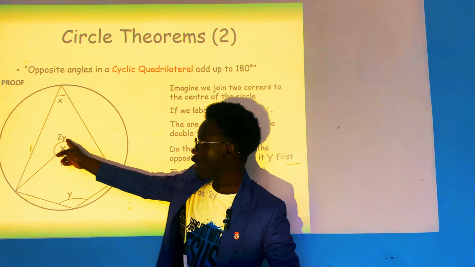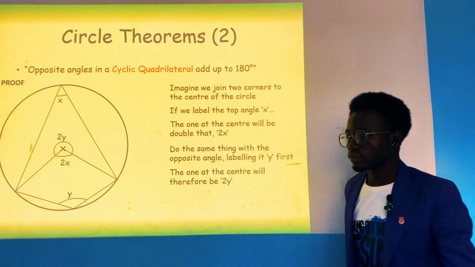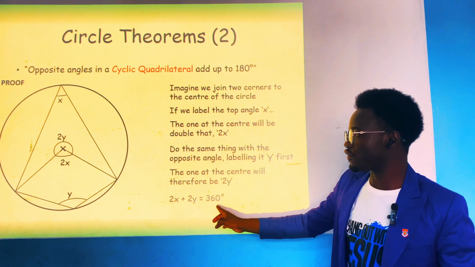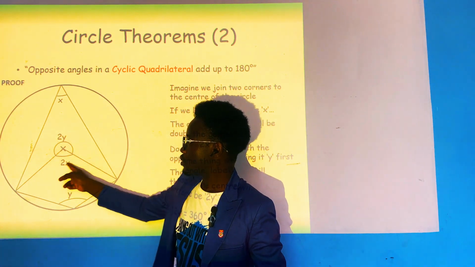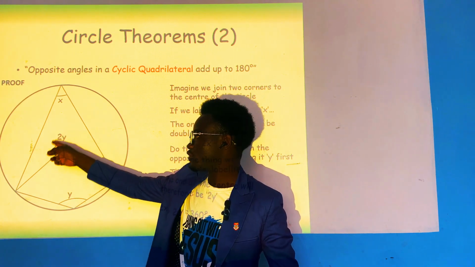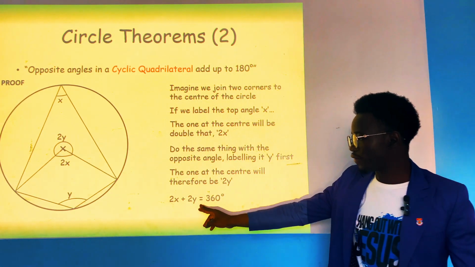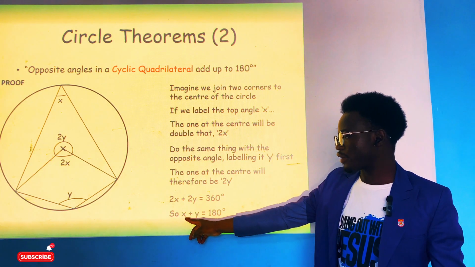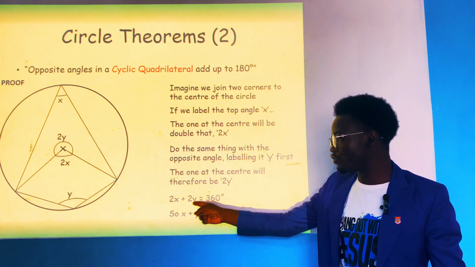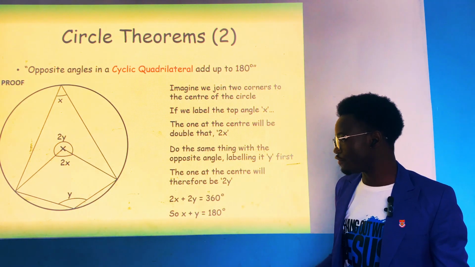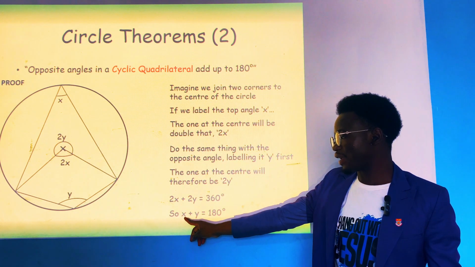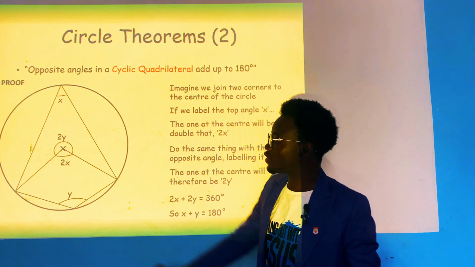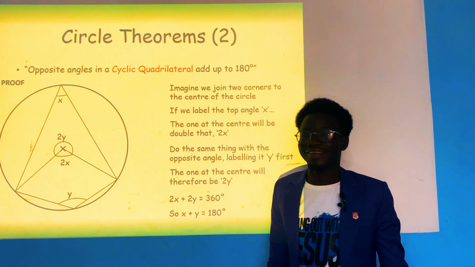Now we can factor them out. If I add 2x plus 2y, it should give me 360 because they are on a circle. The whole of these angles will give me 360 round the circle, right? So I can factor the 2 out, making 2 times x plus y. Dividing 360 by 2 will give you 180. That means x plus y is 180. So this x plus this y is 180. That's what I'm saying: the opposite angles in a cyclic quadrilateral sum up to 180 degrees.